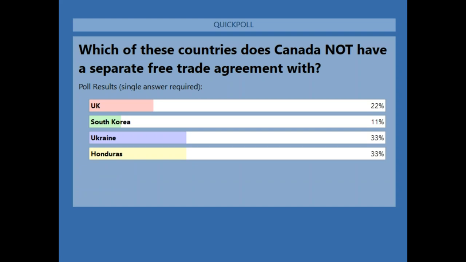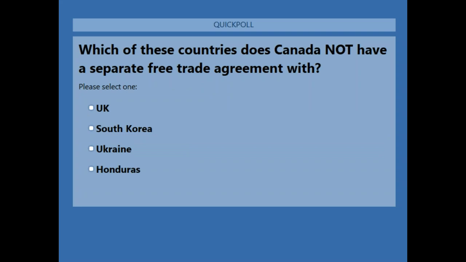So whether it is NAFTA or CUSMA, the free trade agreement with Europe or South Korea, we now have 14 free trade agreements that cover 51 countries. You can see that Canada is a party to bilateral free trade agreements, but it is also a party to multilateral free trade agreements. And sometimes free trade agreements overlap.